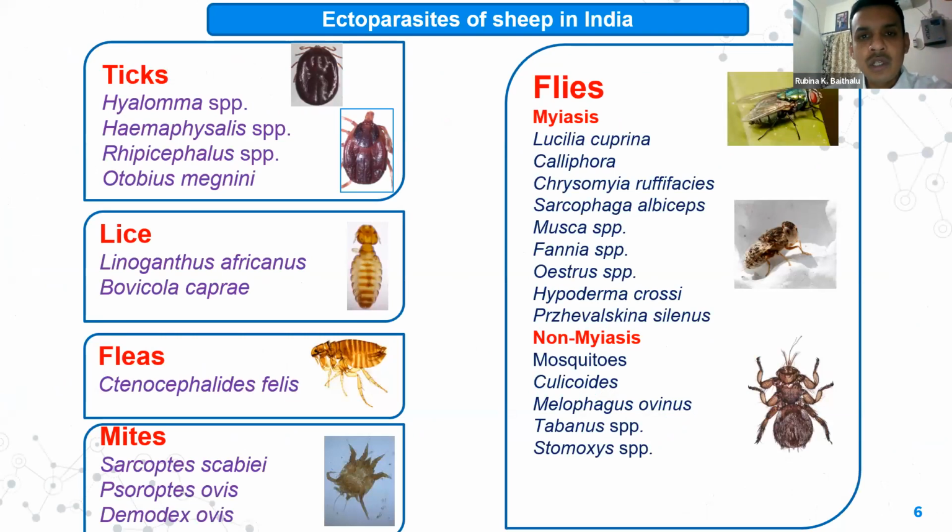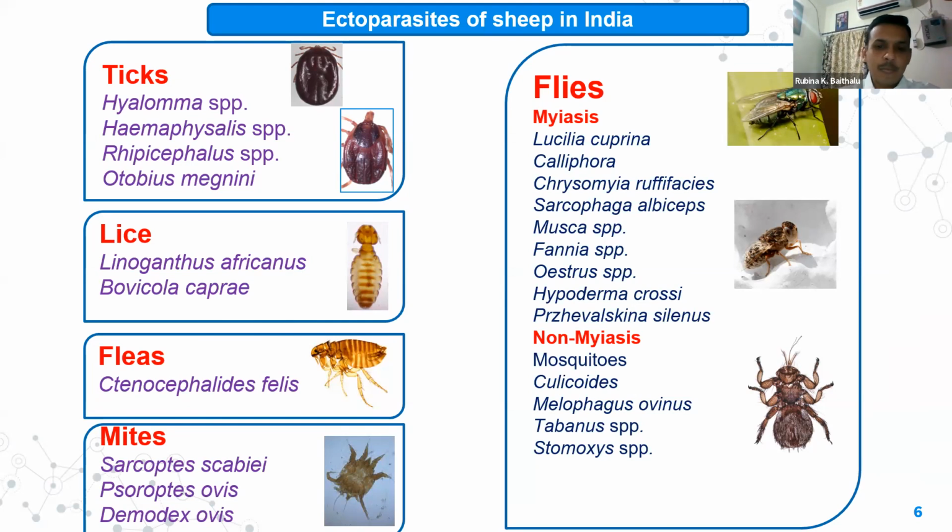If we talk about the ectoparasites of sheep in India, these are the different species. The ticks like Hyalomma species, Haemaphysalis species, Rhipicephalus, these are all hard ticks. And if you consider soft ticks, that is Otobius megnini. These ticks are found mostly in case of sheep. If you talk about lice, Linognathus africanus, Bovicola caprae. Fleas, mostly it is Ctenocephalides felis orientis. This is a cat flea, and this is mostly found in case of sheep. It is also found in case of goat.